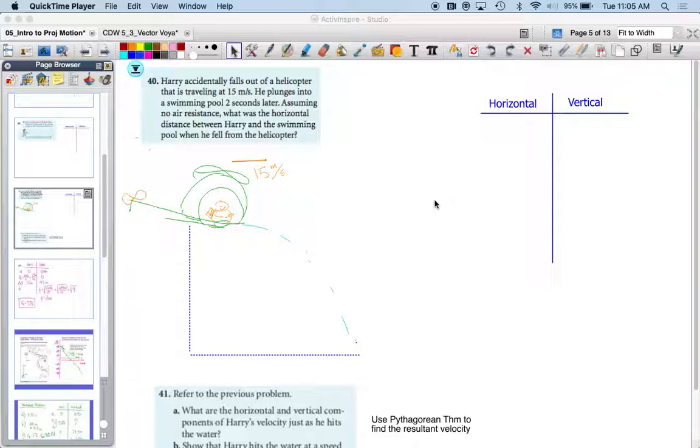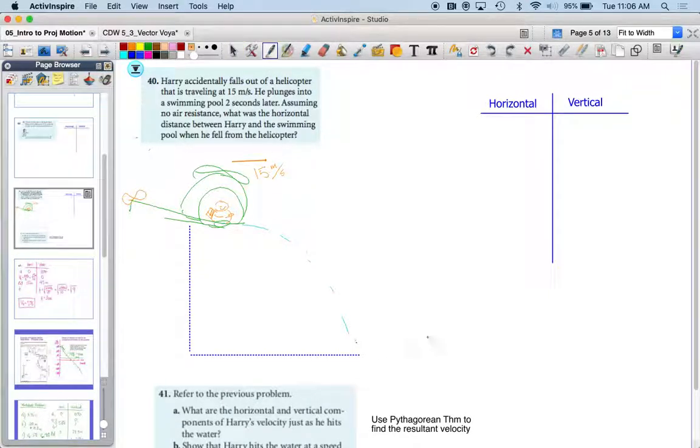So this is question 40 in your textbook, and this is a classic projectile motion problem. The place that you want to start is to fill in the information that you're given in the problem, and separate the horizontal and the vertical pieces of information.